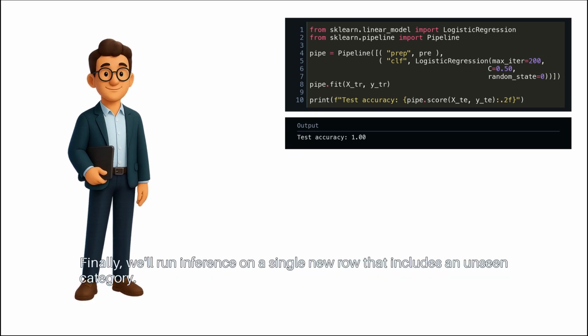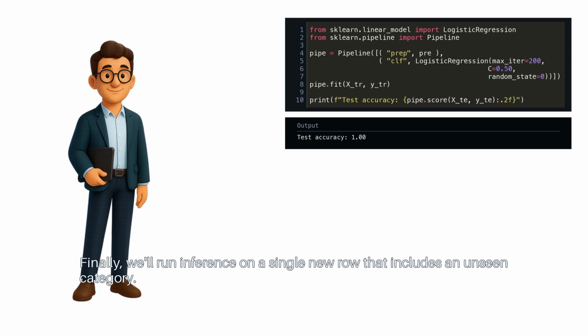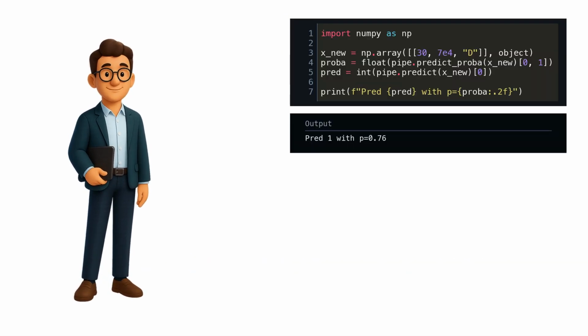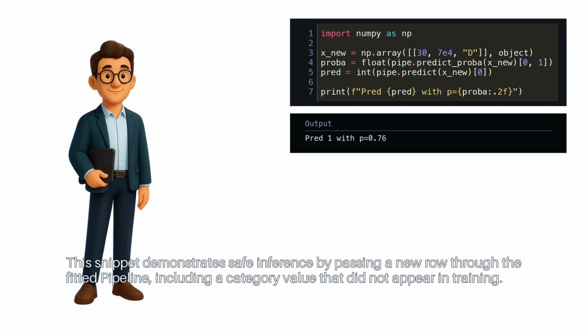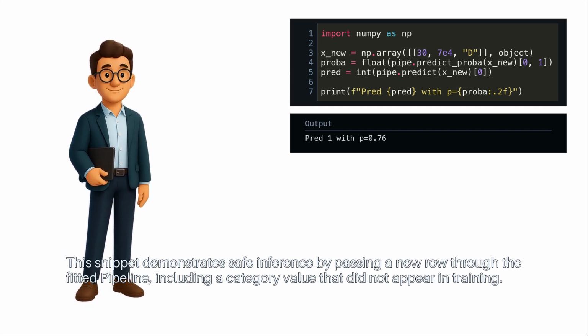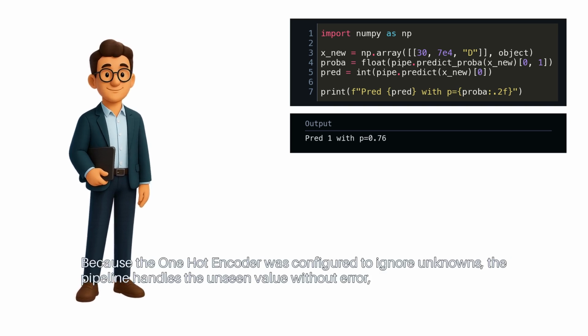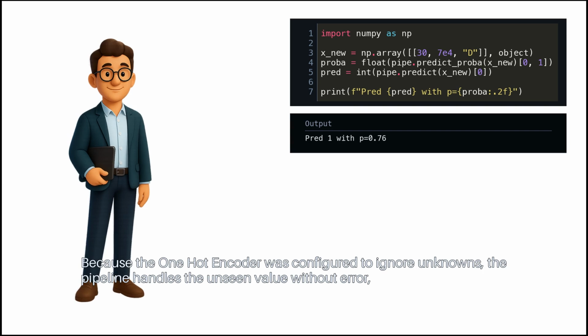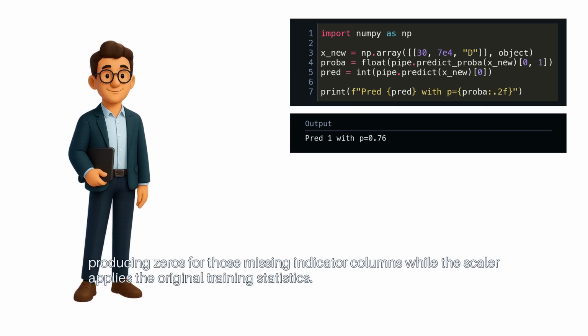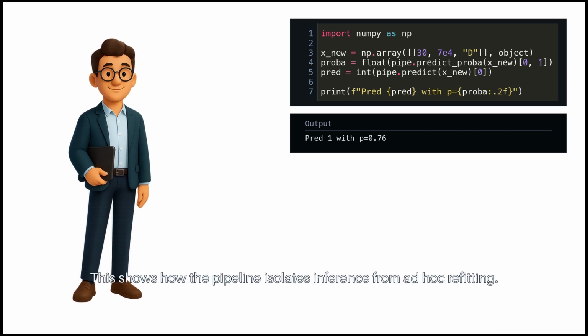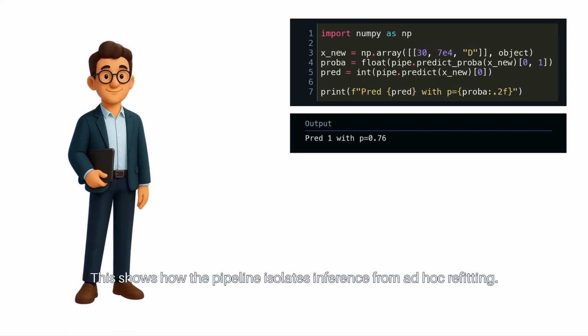Finally, we'll run inference on a single new row that includes an unseen category. This snippet demonstrates safe inference by passing a new row through the fitted pipeline, including a category value that did not appear in training. Because the OneHotEncoder was configured to ignore unknowns, the pipeline handles the unseen value without error, producing zeros for those missing indicator columns, while the scaler applies the original training statistics. This shows how the pipeline isolates inference from ad hoc refitting.